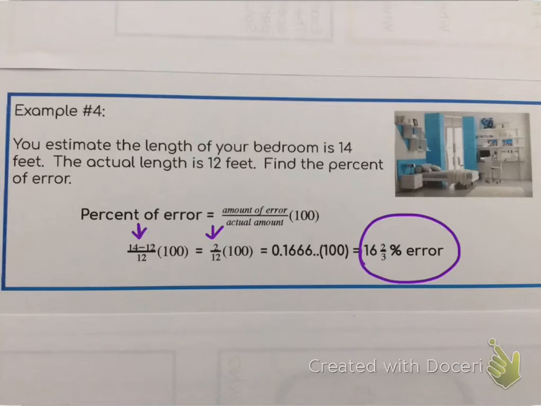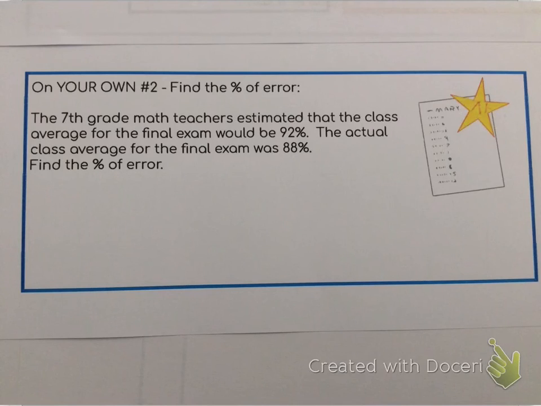Okay, so for the next one, I want you to pause the video, and I want you to give this problem a try. Okay, you're going to find the percent of error. The 7th grade math teachers estimated that the class average for the final exam would be 92%. The actual class average for the final exam was 88%. Find the percent of error. So at this point, you should pause your video, give it a try, and then answer the question.